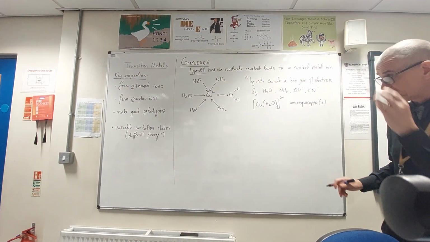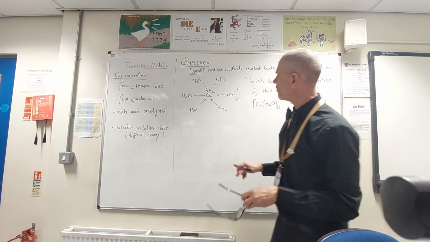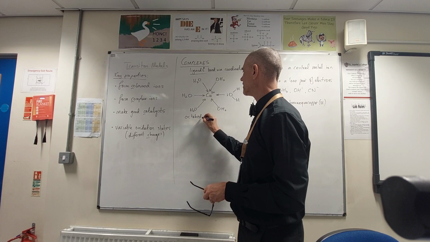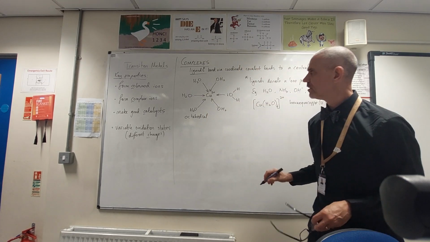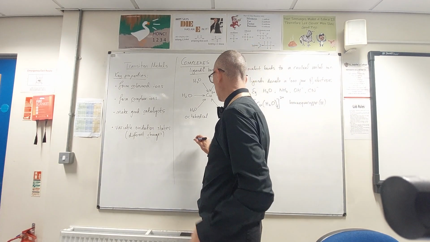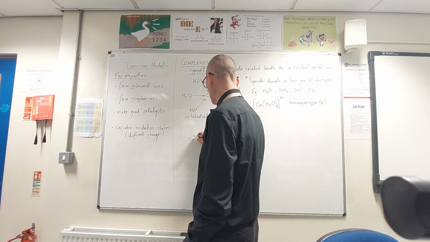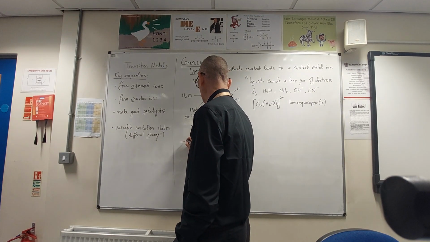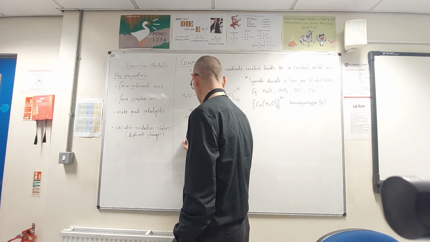So let's do a bit of geometry. I haven't drawn it very well, have I? But that's 6 groups equally spaced, which is octahedral. We can have the usual shapes. So you could have copper 2 plus with, what am I doing?